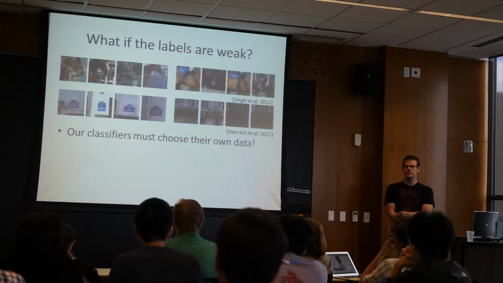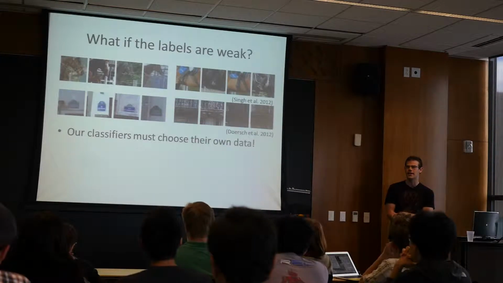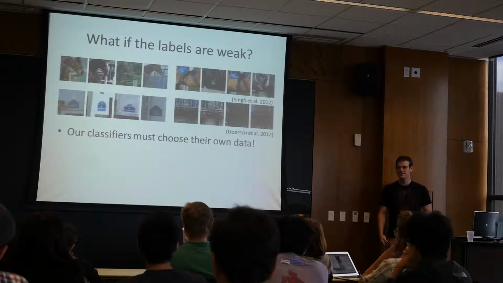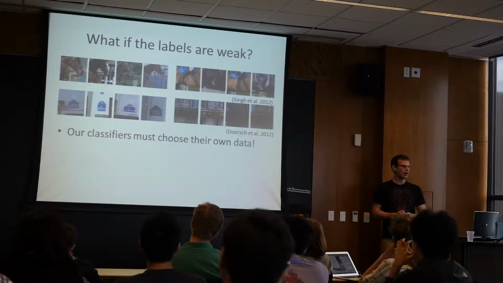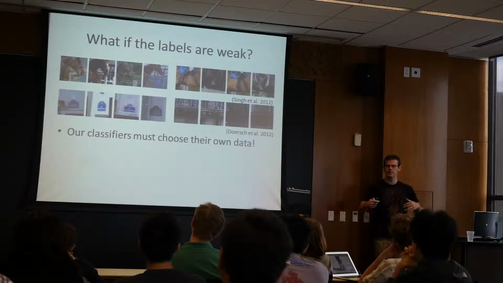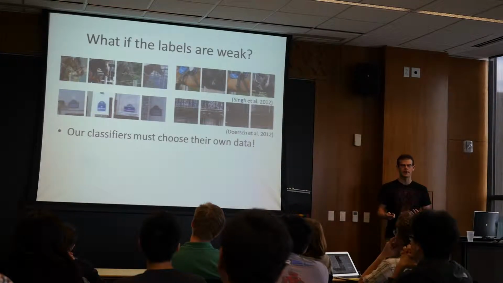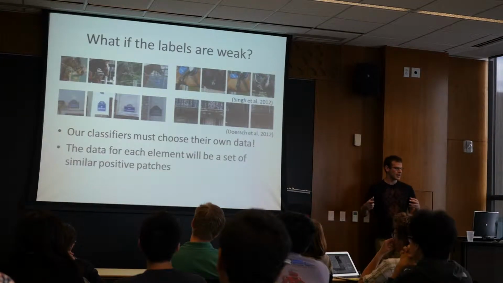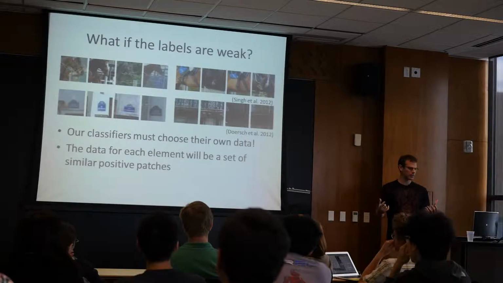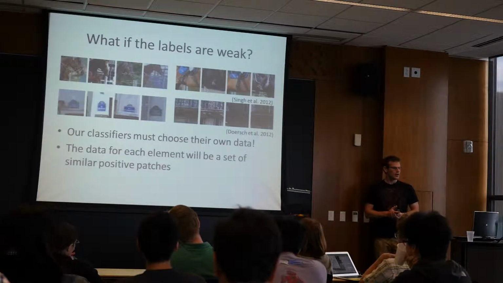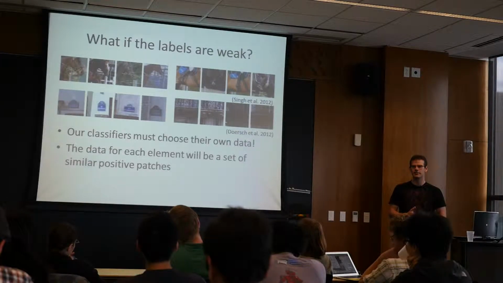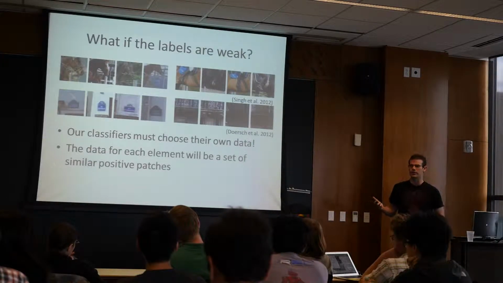So in some sense, our classifiers need to choose their own data as they're going along. But that seems like a very difficult and under-constrained problem. But keep in mind that all of these patches are going to be similar. We assume that we have some distance metrics that we can use to measure and find a set of similar positive patches that we can use for our initialization. So this implies or suggests a sort of clustering approach.